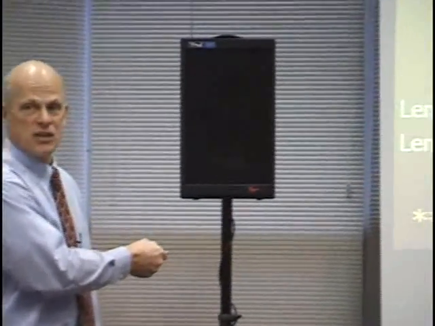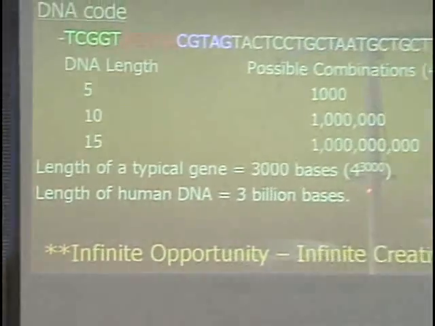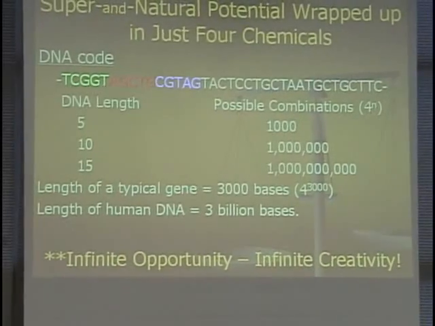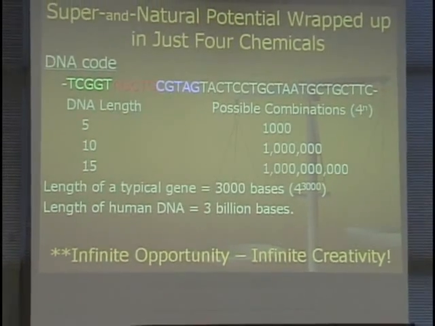So if you look at the mathematics here, look at the potential diversity that's possible even within one gene. 4 to the 3,000th power. I actually sort of did a rough calculation of that. It's 4 with about 600 zeros behind it. Different possible combinations of the genetic code.